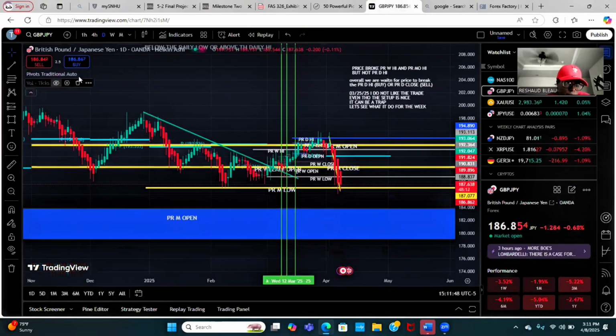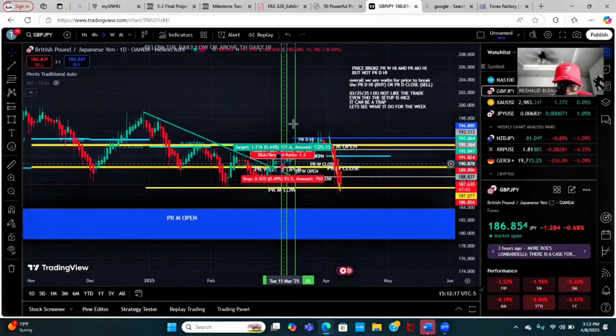All right, price broke previous weekly high, and price broke previous monthly high, but not previous daily high. Overall, we're waiting for price to break the previous daily high to buy or previous daily close to sell. On March 25th, I said I do not like this trade, even though the setup is nice. It can be a trap. Let's see what happened for this week. As you see, we was able to eat off of this trade, right? 3 times. And then price did not break the previous daily high, and it pulled all the way back down to this previous monthly low.